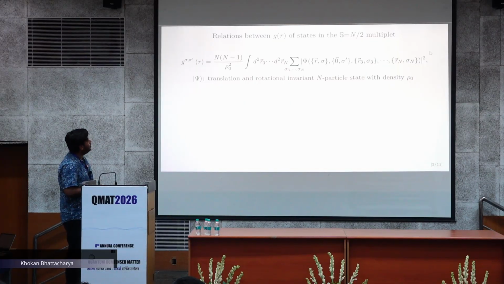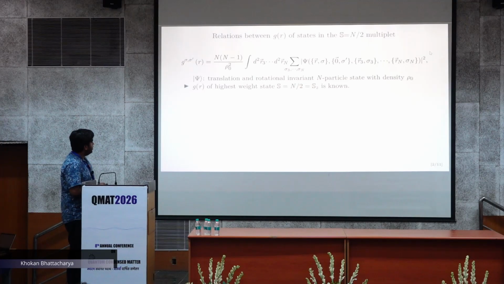I'll give you a more formal definition of the pair correlation function. Let's say psi is a wave function for a translation and rotation invariant state with N particles and density rho naught. The way you compute the pair correlation function is you put one of the particles at the origin with spin sigma prime, and another one at a position r with spin sigma, and you integrate over the rest of the spins and the positions of the other particles.